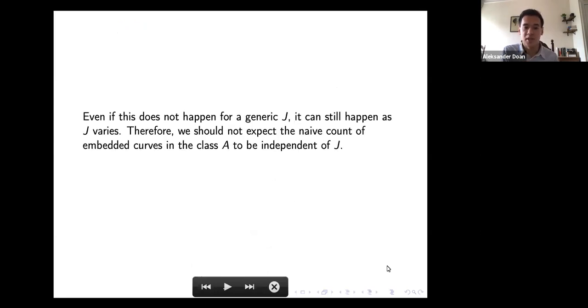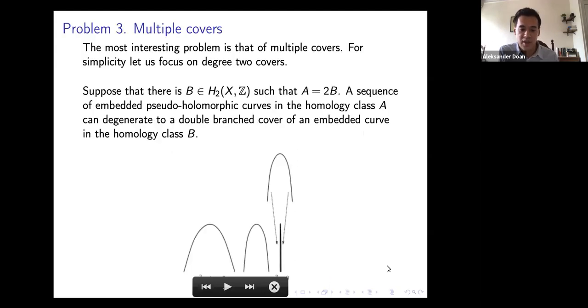So even if you were optimistic and you said, well, this couldn't happen for a generic J, this can still happen as J varies. And as it happens, here I would have a sequence of curves in class A, but in the limit that curve would disappear from my moduli space, so the count would change. So that means that as J varies, my naive count would not be an invariant. Of course, you could say, well, why don't you just count this curve with weight 1/2 or something like that?